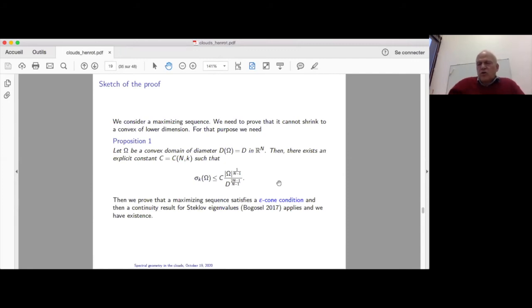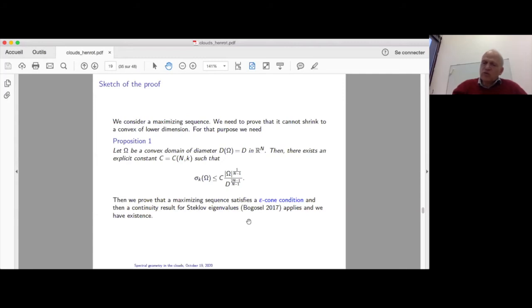Then we will have compactness of this maximizing sequence because we are dealing with Hausdorff convergence into a domain. Since the diameter is fixed, you can suppose that all your domains are contained in a given ball. And so you just need now continuity, or upper semicontinuity, of your Steklov eigenvalue.